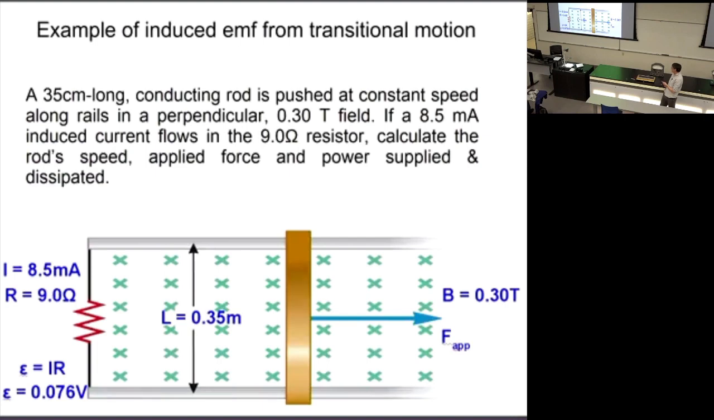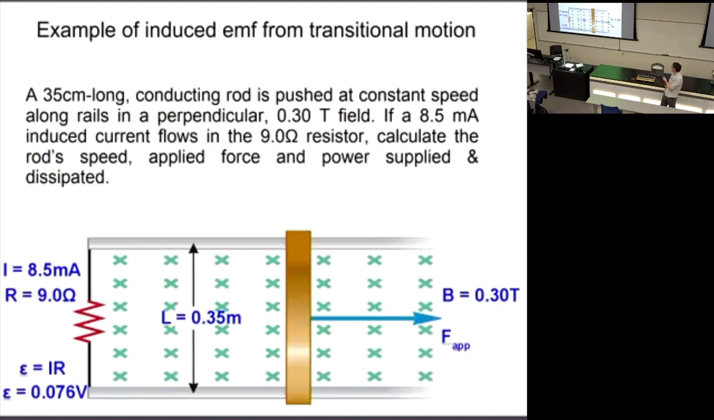We're generating an induced current. We're generating an induced EMF. And we're told what that current is. There are several questions here. What is the speed of the rod? What speed of rod made this induced current? That's the first question. The second question is, what force did we have to apply to the rod to move it from left to right? Maybe even, did we have to apply a force on the rod to move it left to right? So we're going to look at the force we applied on the rod.